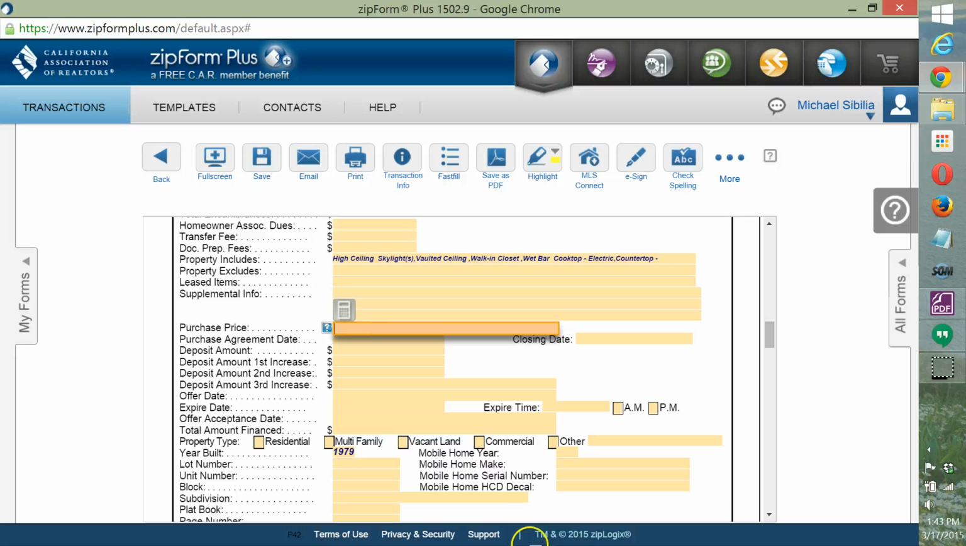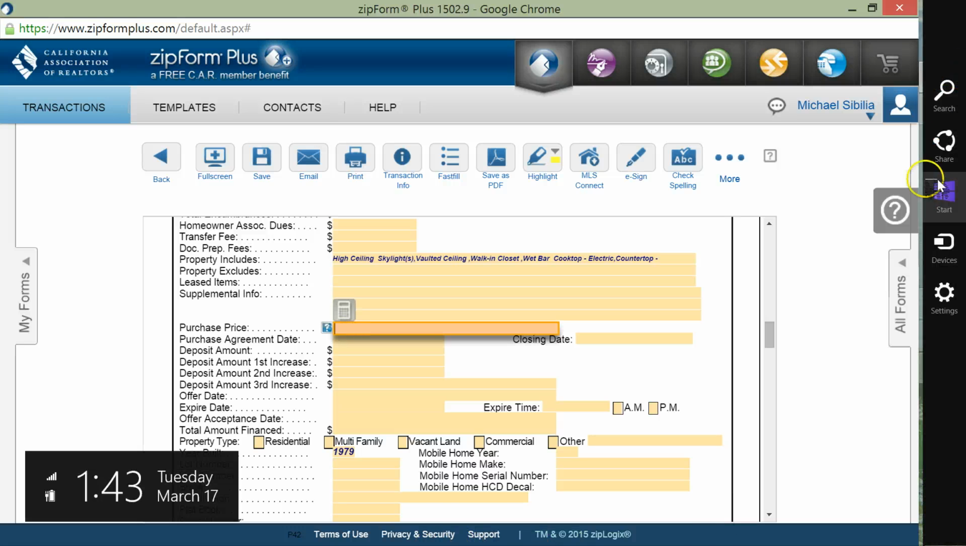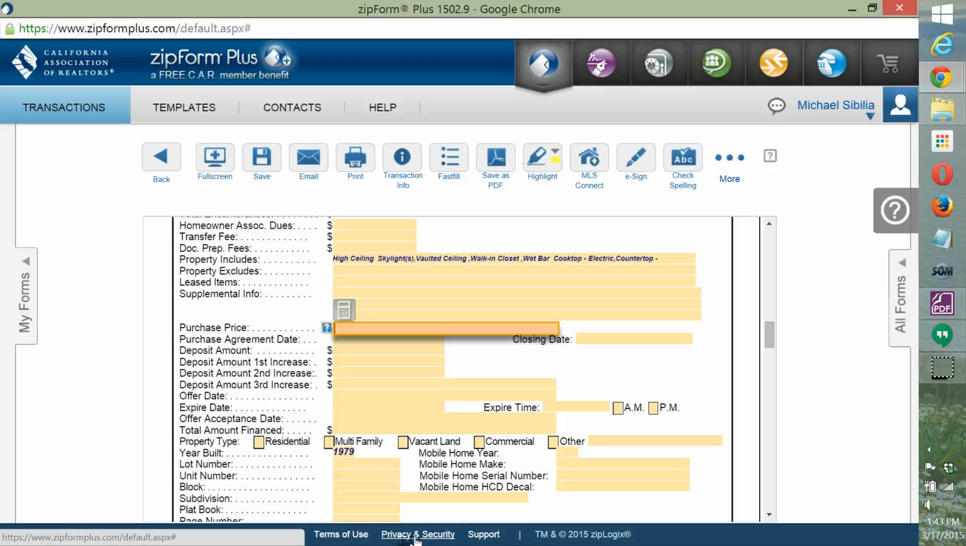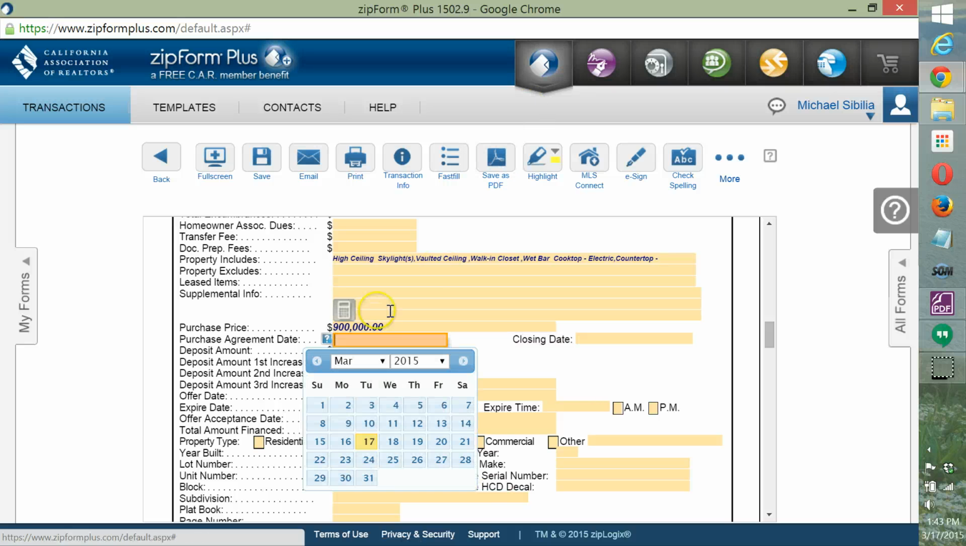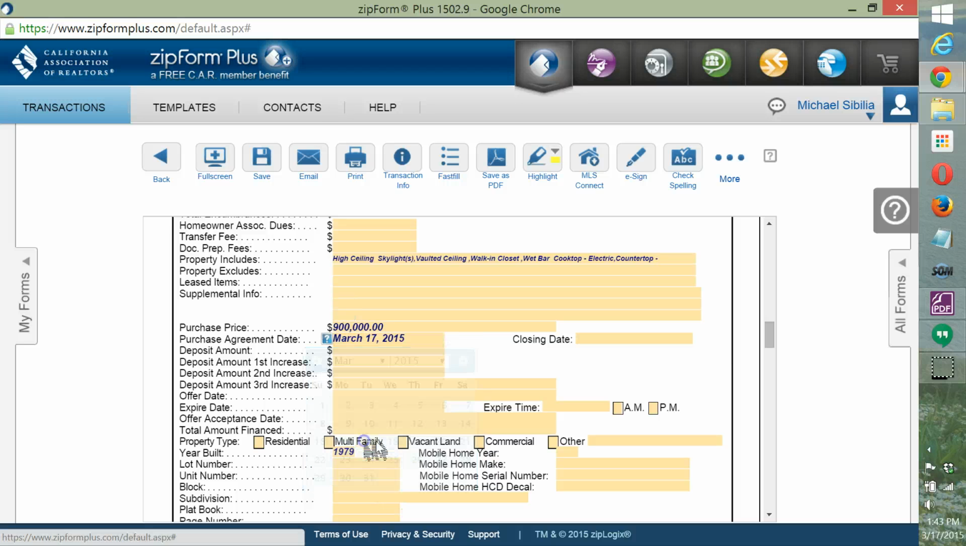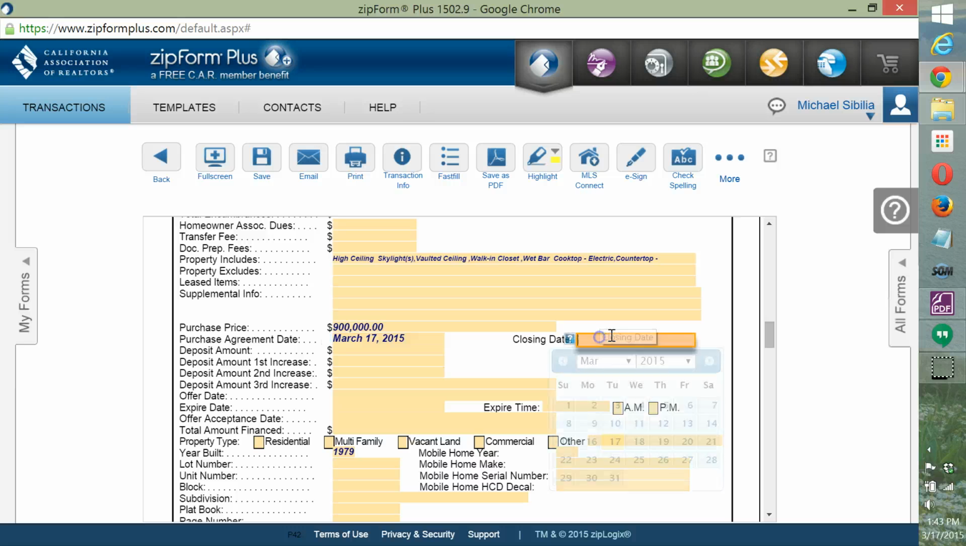But when we get here to purchase price, does anybody remember what the property was listed for? $890,000. Let's just say we're offering $900,000, right? How about that? And now it wants to know the purchase agreement date. That's the day we're writing up the purchase contract, so we're going to mark the 17th. Closing date, we click on that, and this, by the way, is something you would have to discuss with your lender. And let's say the lender says 30 days, no problem.